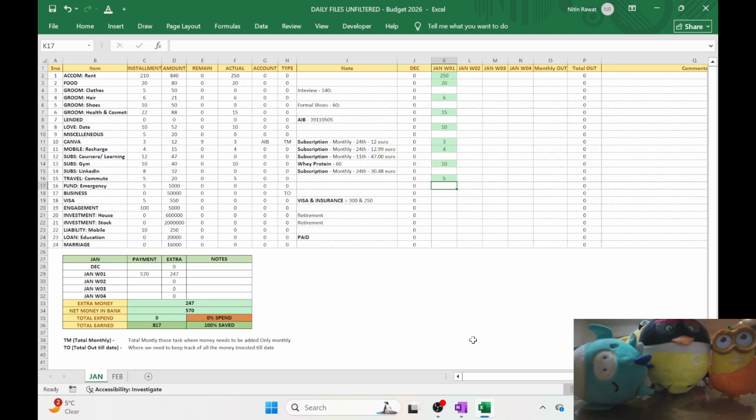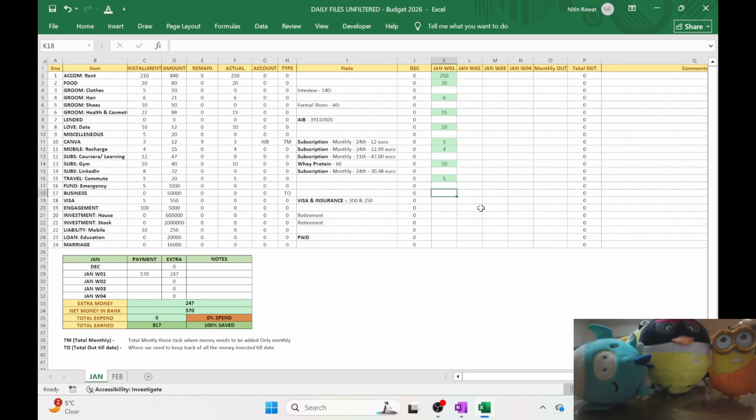Right now, how much extra money do I have? See here, extra money I have is like 247. So how should I do it? Should I put money or not? Let's see later.